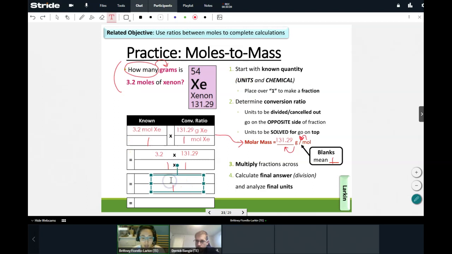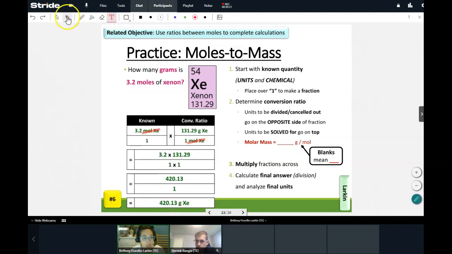Yeah, awesome. So here we get 420.128. All right, that divided by 1 will still be itself, and so you should end up with 420. And the computer only needs 2 decimals, so 0.13 here. And units here are grams of xenon because we got rid of moles of xenon. All I'm left with here on top is grams of xenon. So first box here is going to be 420.13, and second box is going to be G space XE. Go ahead and raise your hands for number 6.